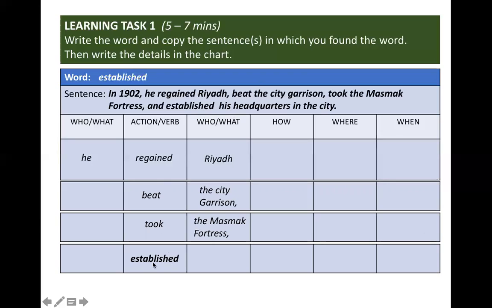His headquarters. Now, notice I put it in bold because that's the word we're going to look at. Established what? His headquarters. Where? In the city. So notice that this sentence has one single who, but four actions, for who and what, or what in this case, and one where. And of course, always remind them to put a period and to start with a capital. But what happened to 1902?